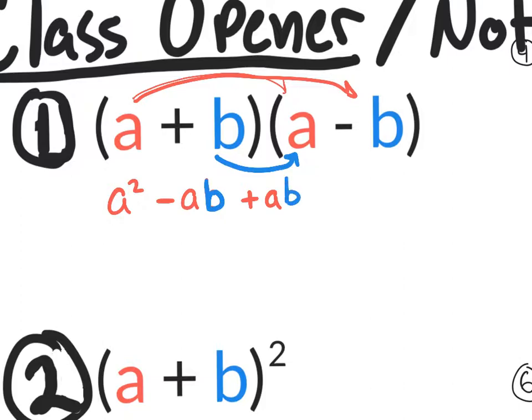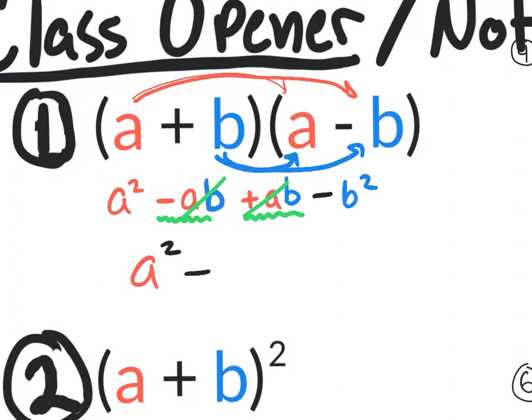And last but not least, when I go positive b times negative b, what do I get? Negative b squared. Let me put negative and then b squared. Now, what happens after distributing? It's combining like terms. So I do have a term in the middle that's negative ab and a term in the middle that's positive ab. So I could combine those together. When I combine a negative of something plus a positive of that same something, what happens? Crosses out, eliminates, it's gone. So our answer is a to the second power minus b to the second power.